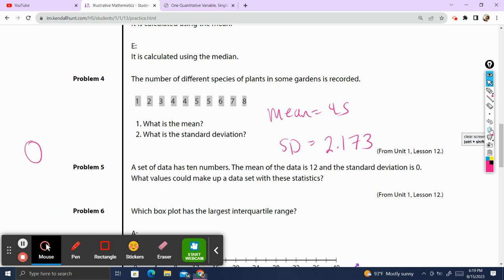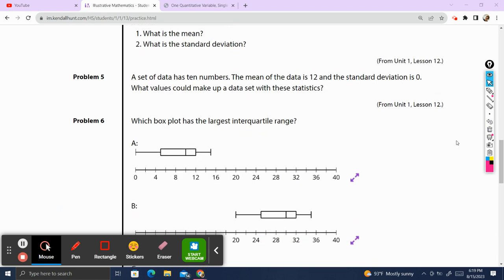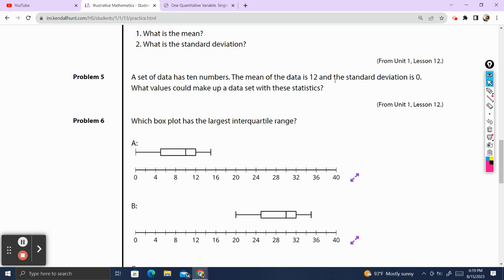I like that question. Question number 5. A set of data has 10 numbers. The mean of the data is 12, and the standard deviation is 0. What values could make up the data set with these statistics?